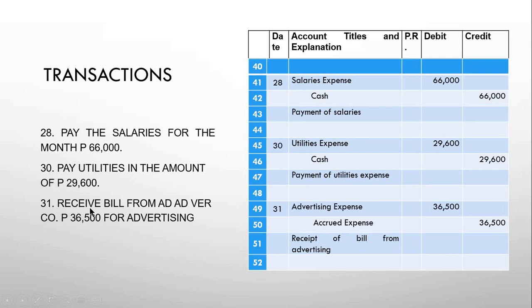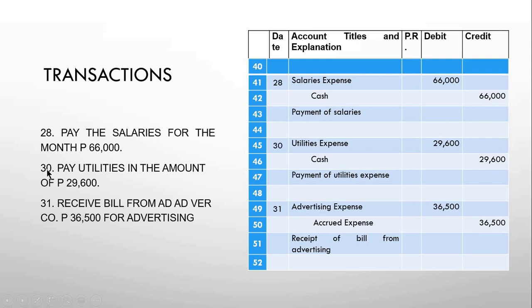And for January 31, receive bill from Adver company, 36,500 for advertising. So naka-receive siya ng bill. Meaning, may expense siya. Pero hindi pa niya nabayaran. Unlike dito, of course, etong salaries, expense ito, binayaran. Ang utilities, may billing siya, expense siya, pero binayaran. Dito naman, another billing for an expense, that's advertising expense, pero hindi nabayaran. Okay? Again, for transaction on January 28, expense, pero binayaran.